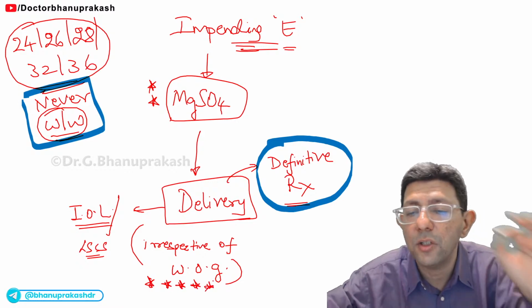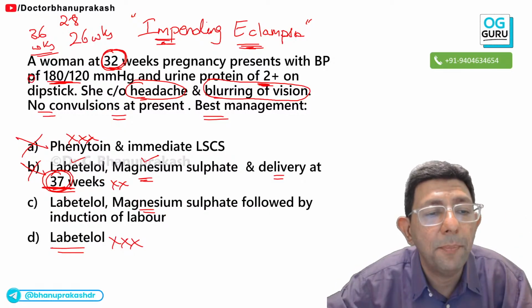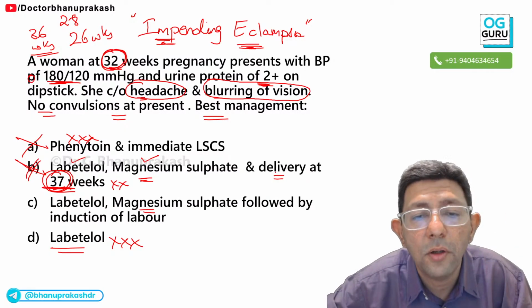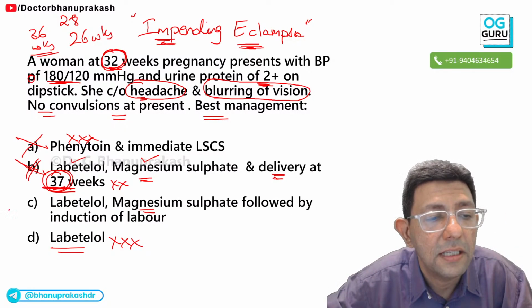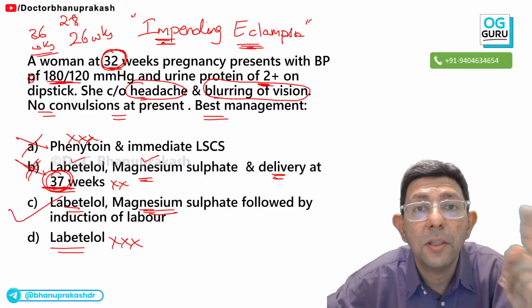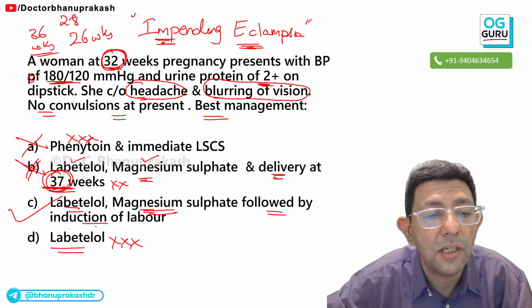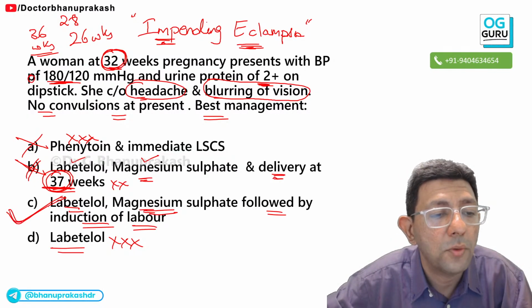Okay, so the delivery has to be done irrespective of weeks of gestation. So I repeat, option B is also wrong, because it is telling you to deliver at 37 weeks. The correct answer is labetalol to control the blood pressure, magnesium sulfate prophylactically to prevent convulsion, and followed immediately by induction of labor. Option C is the answer.